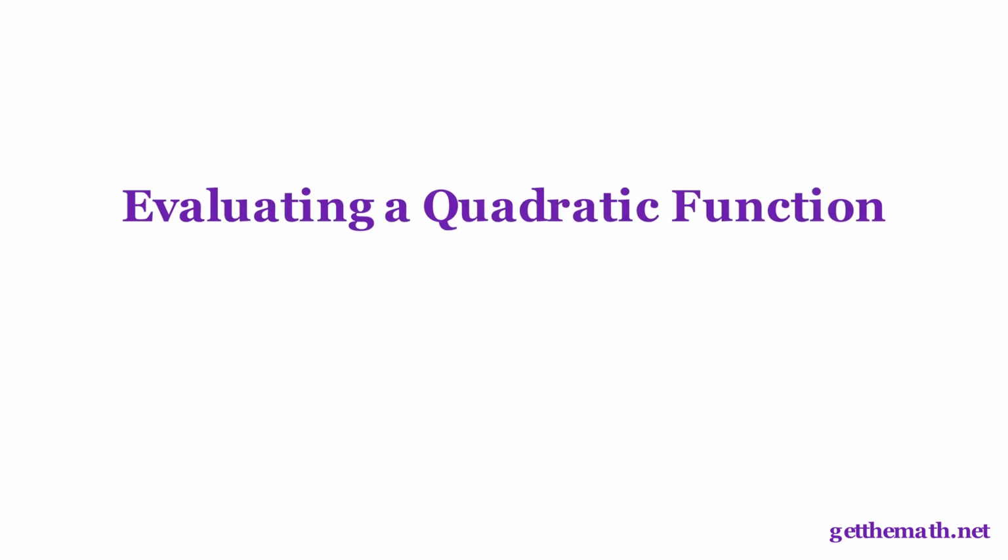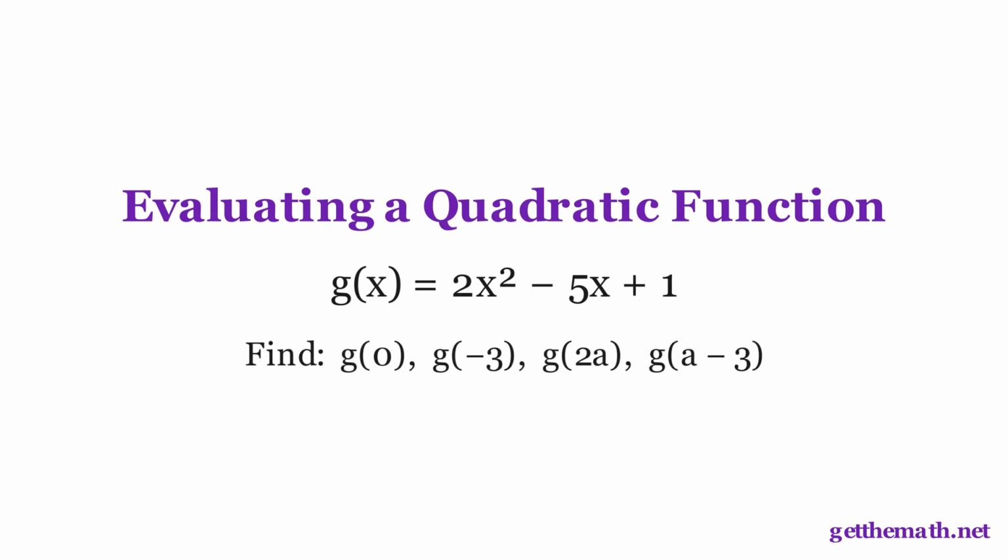Today we are evaluating a quadratic function at 4 different inputs. Our function is g of x equals 2x squared minus 5x plus 1. We need to find g of 0, g of negative 3, g of 2a, and g of a minus 3.